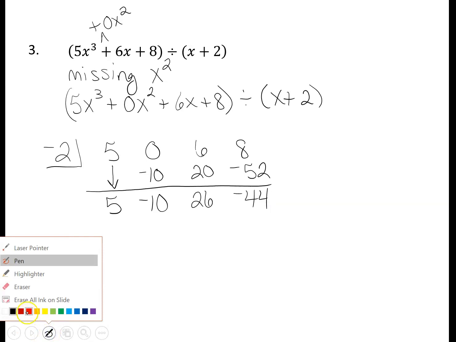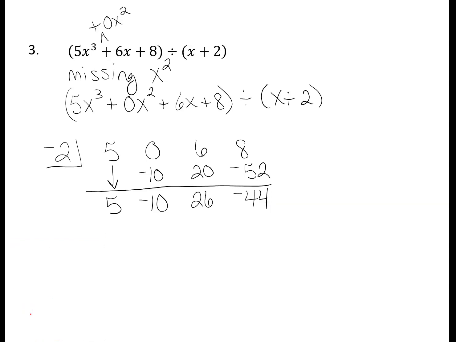Okay, so the answer. My original dividend had a degree of 3. So I need to have degree 2 in my answer. So I look at my first number, I write it down, and then I'm going to start with an x squared, 1 degree less than the dividend. Then I write down my next coefficient, and if this is x squared, this is going to be x, and then this number will be my constant.